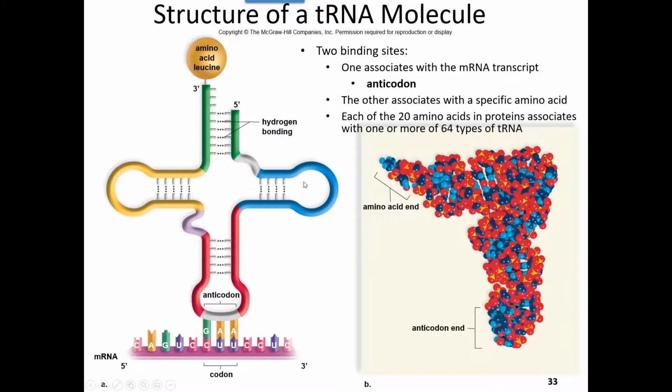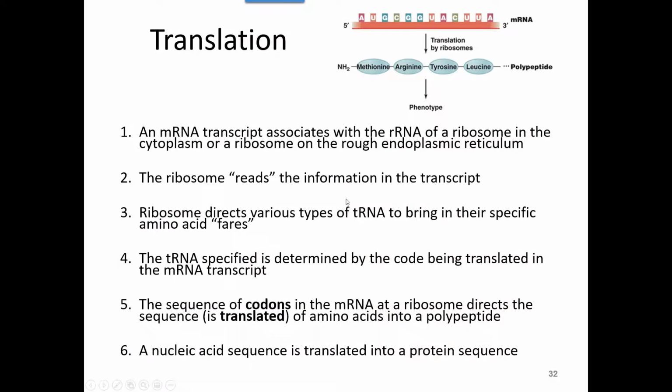So an anticodon for methionine would be UAC. So the transfer RNA would actually have UAC on it. It would recognize AUG and it would bring in methionine. So it's not just a random choosing that transfer RNA knows which amino acid to bring in.